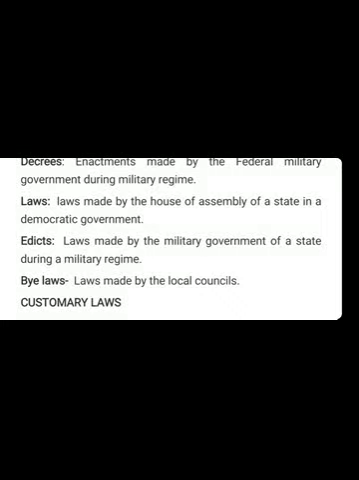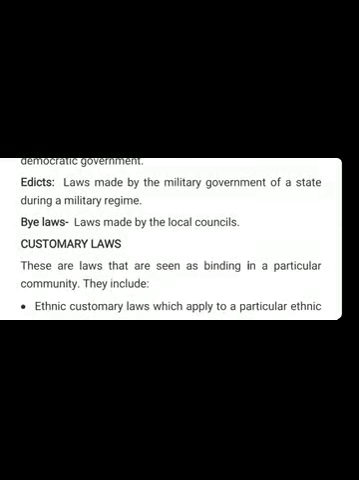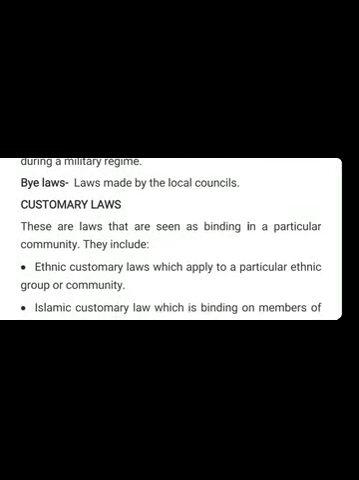I believe that is understood. That will take us to customary law. Customary laws are laws that are seen as binding in a particular community. They include ethnic customary laws, which are applied to a particular ethnic group or community. For example, there is this thing we call in Nigeria akawo. There are laws guiding it, there are laws binding it.